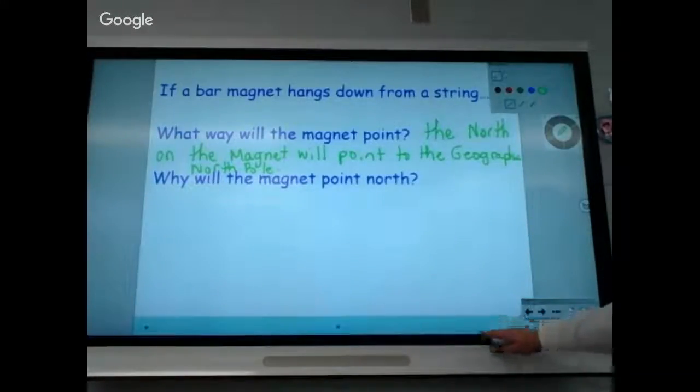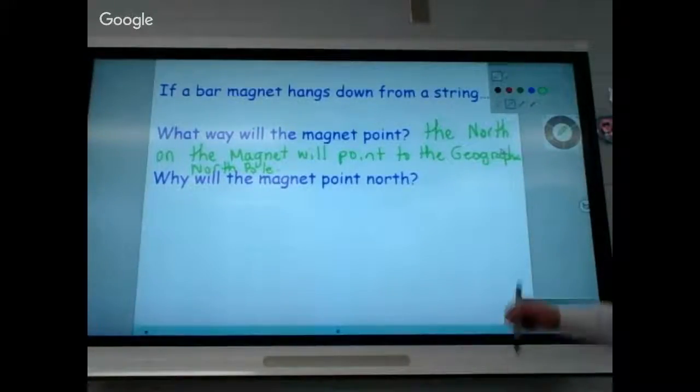Why will it point to the North Pole? Why does the north on the magnet point to the North Pole? Because they love each other. No. Think about what we know about magnets.